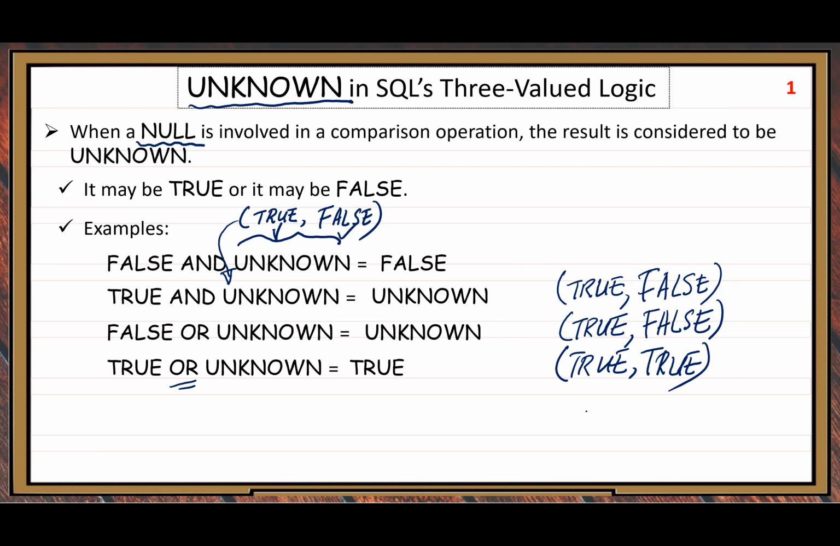The last example, not unknown. Because in our Boolean operation, we have the negation operator, right? Negate operator, not unknown, is also unknown. Because not true is false. Not false is true. So you have both true and false. That is unknown.